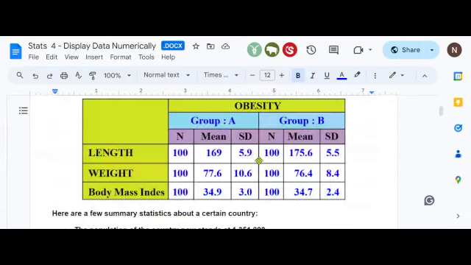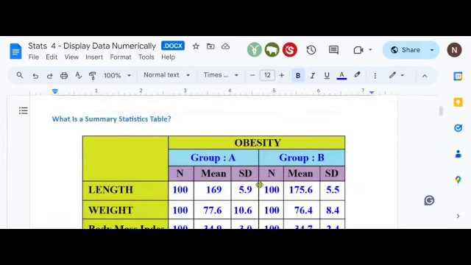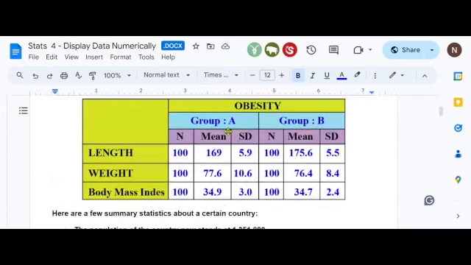Let's go for another table. Here, for obesity, we have two groups, group A and group B. The total number of the sample here is 100, and we're measuring the length for group A. Is that a sample? Yes, that's a sample. Why is the N capital? Then it would be a population.